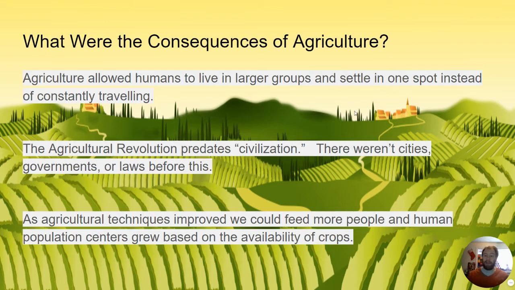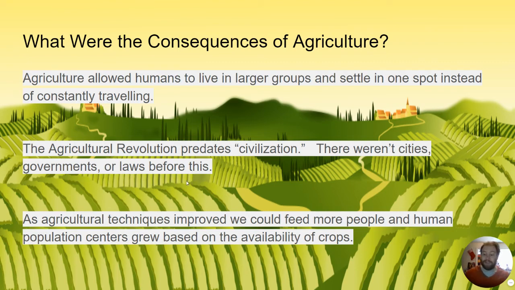So, what were the big consequences of this? Well, agriculture allowed humans to live in larger groups and settle in one spot instead of constantly traveling. So, instead of moving in small groups, roughly 10 to 40 people, you can now have many, many families and groups of people living together in one area, and they could successfully feed themselves. The agricultural revolution also kind of predates civilization. So there weren't really cities or governments or laws or any of the trappings of modern day life before this revolution. So this is what really allows civilization to start to exist, the fact that we can now settle in one spot and live together in large communities.